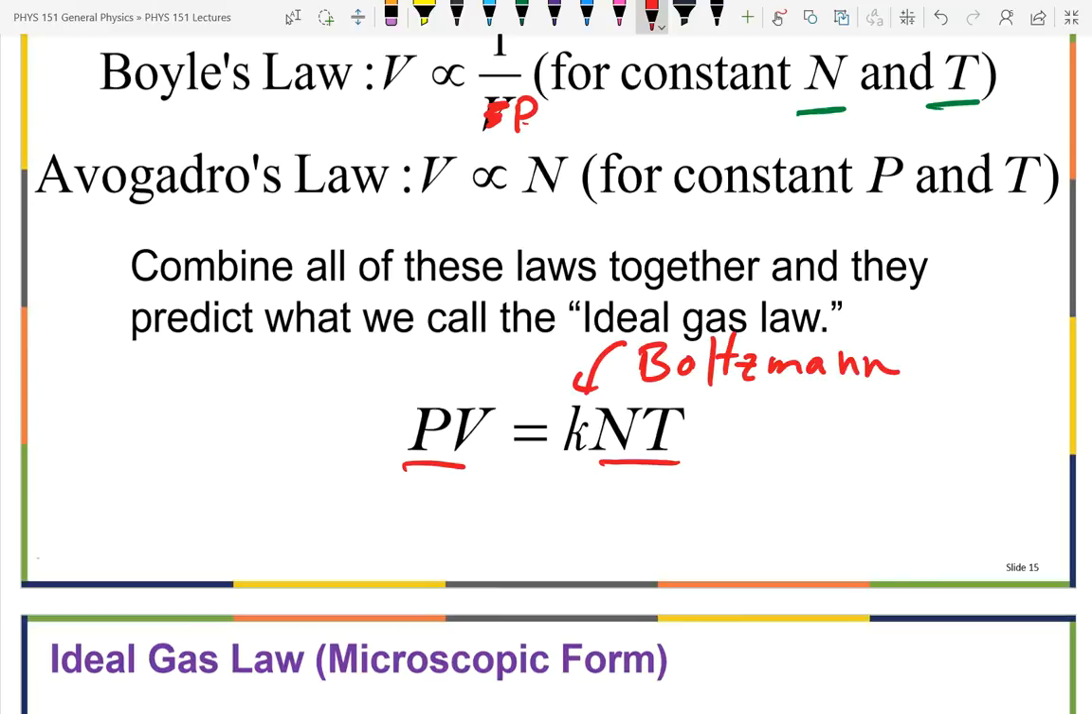Is that the ideal gas law you're comfortable with? Okay, I got at least one yes. Some people said no. Why are you not comfortable with that?